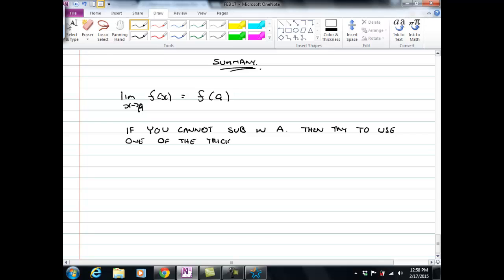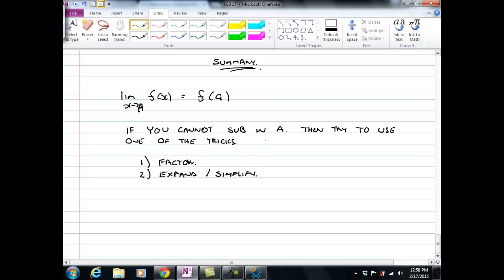Methods, tricks, whatever you like. 1. We learn how to factor, because when you factor, you can cross it out. See, if you can't sub it in, then try one of the tricks. 2. What if I were to expand and simplify? Maybe that will help me out.